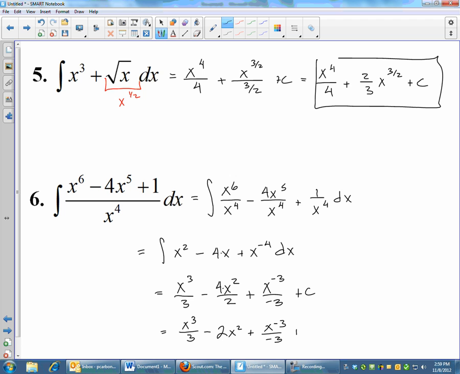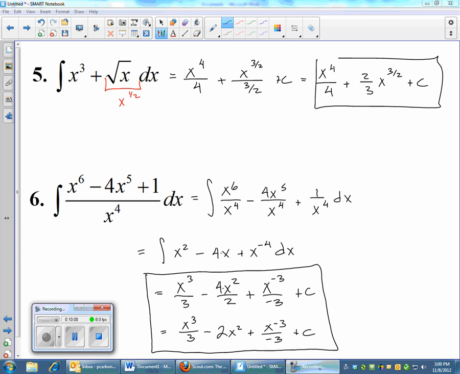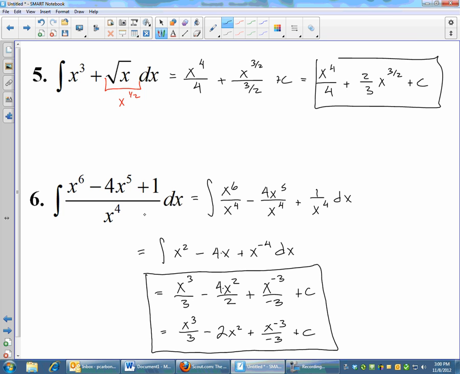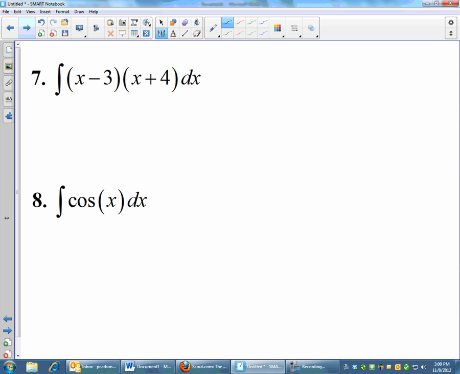You could move that x cubed to the bottom. And I'm okay with either one of these two answers. Good, bad, ugly? Good. How far have we gone? 10 minutes. Not bad at all. Not bad at all.